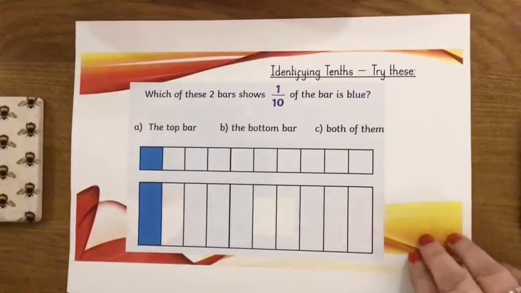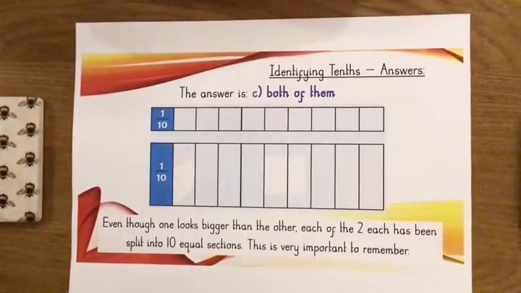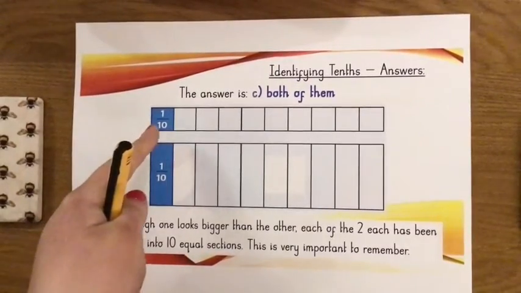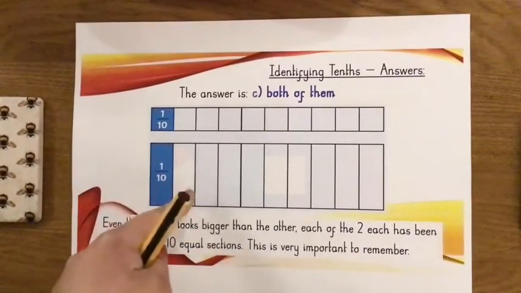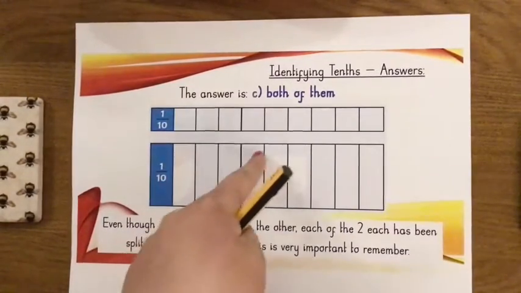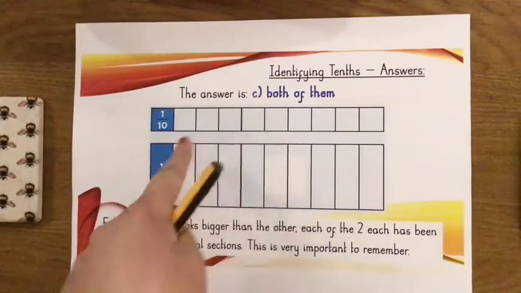Let's see what you have got then. So the answer is C, both of the bars. Now, it may be that this bar looks a little bigger. The pieces of each in this bar are bigger than these pieces.